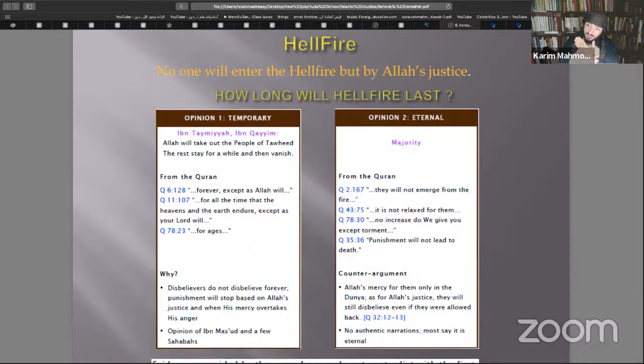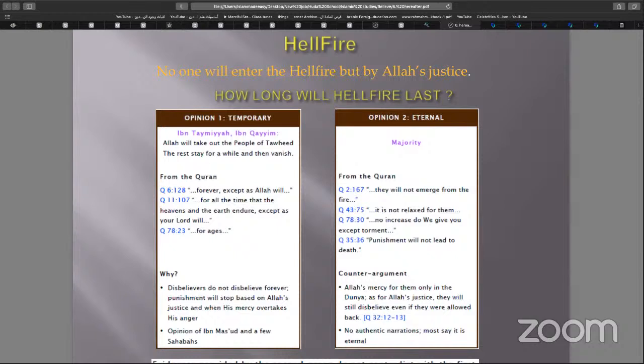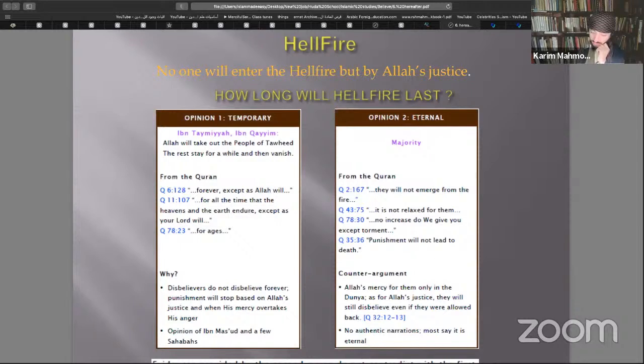So once the skin is burnt, Allah replaces it with a new skin right away. Allah makes new skin, and then that new skin burns, and then Allah makes new skin again, and it keeps on repeating. So the point is the person's body is not all burnt.